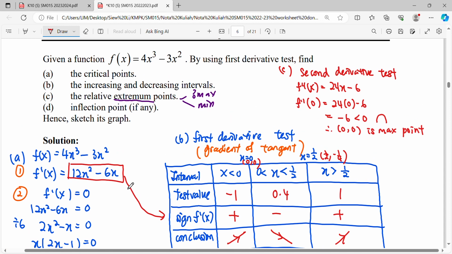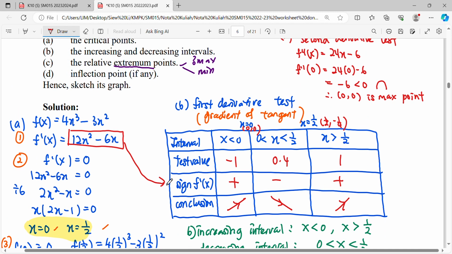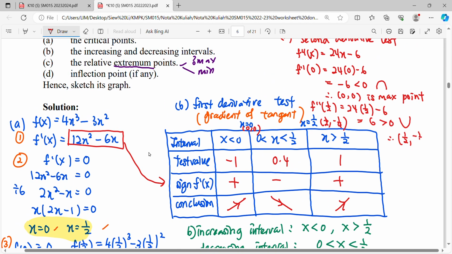We have another critical number here, which is x equals 1 over 2. So we substitute into our second derivative: 24 times 1 over 2 minus 6. So 12 minus 6 is 6, a positive value. A positive value means concave upward. So from here, we can conclude that our second point, 1 over 2 and y coordinate negative 1 over 4, is a minimum point.